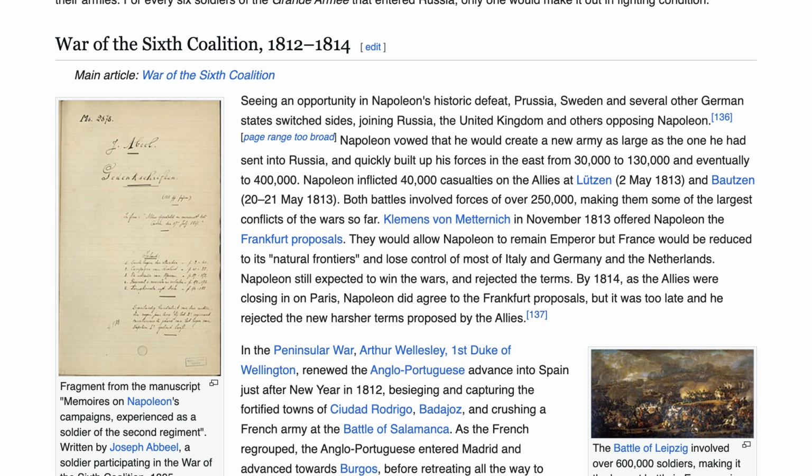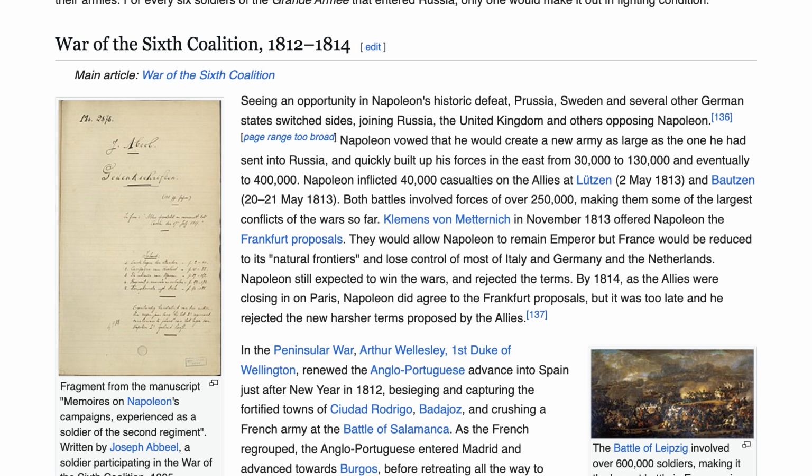Napoleon then left his men and returned to Paris to prepare the defense against the advancing Russians. The campaign had effectively ended on 14 December 1812, when the last enemy troops left Russia. The Russians had lost around 210,000 men, but with their shorter supply lines, they soon replenished their armies. For every 6 soldiers of the Grande Armée that entered Russia, only 1 would make it out in fighting condition.